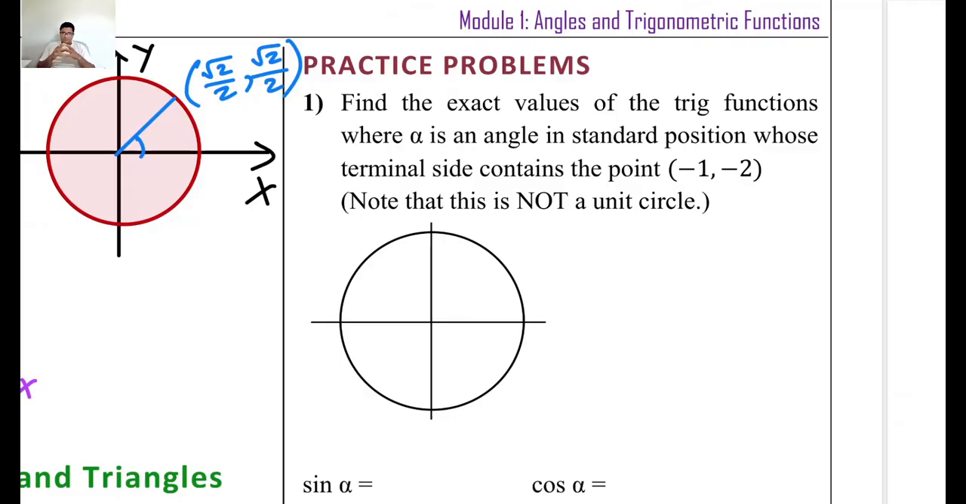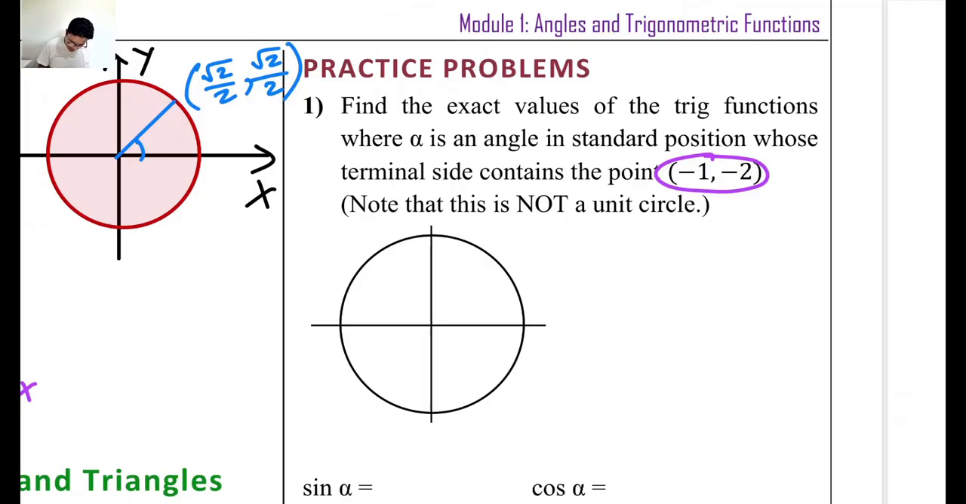Find the exact values of the trig functions where alpha is in the standard position and whose terminal side contains this point. So in this problem, we are adapting the concept that we did with the unit circle, except that this is not a unit circle because the radius is not going to be 1. X square plus y square will be under root 5 here actually. The point you are talking about is here, negative 1, negative 2.